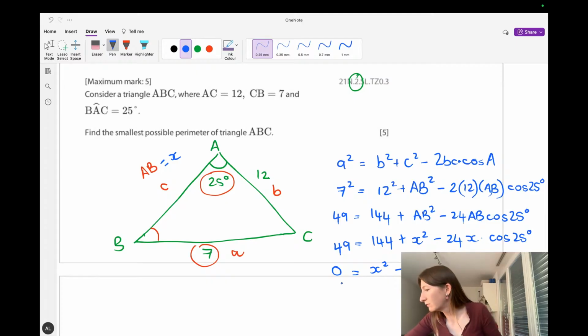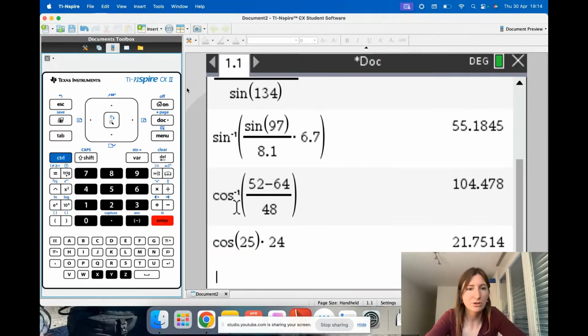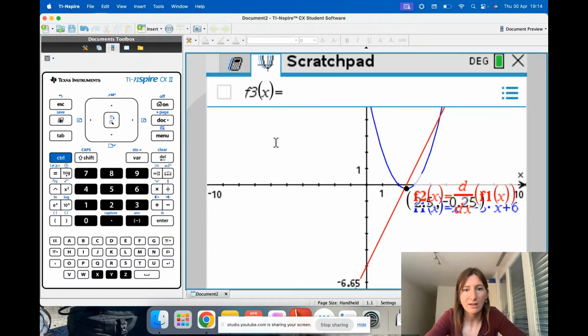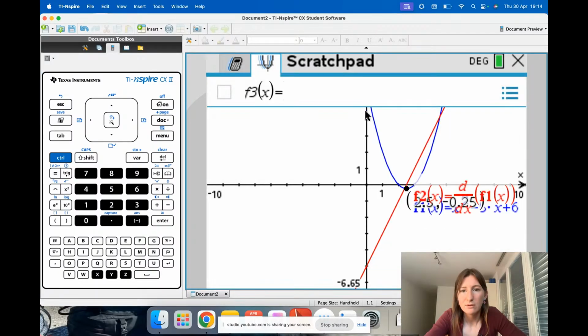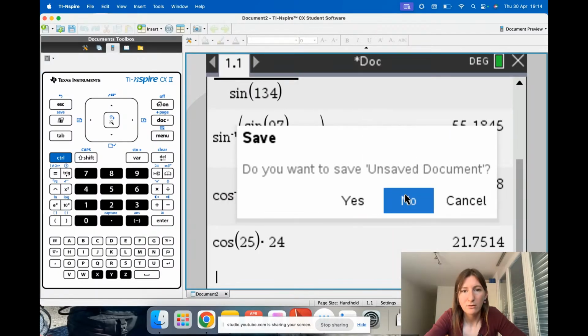I think I already solved it, did I? Not to waste time, unless you want me to show you how to solve it. Because these are some lovely values over here, the way that I would solve it is to just graph it and find the intercept. So this is always good practice anyway. Let's make a new one. New document.